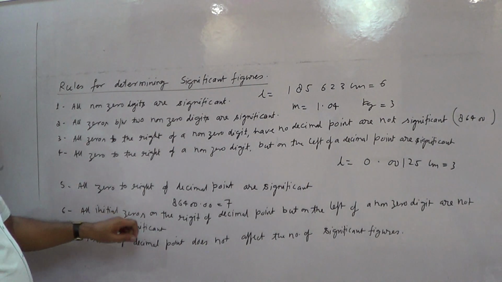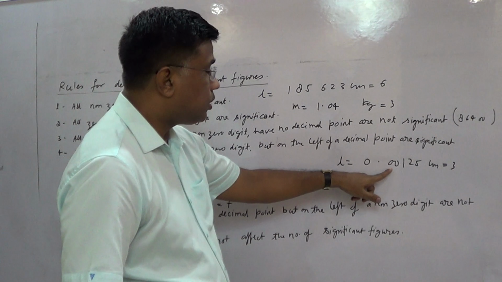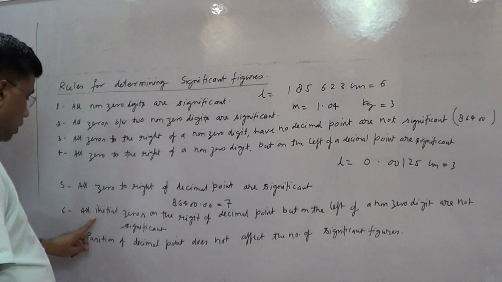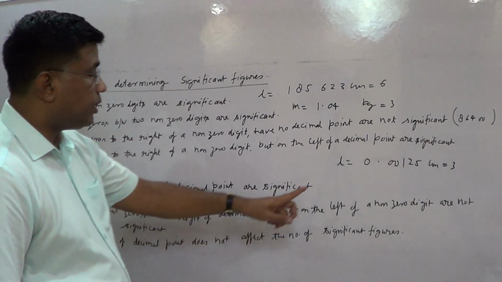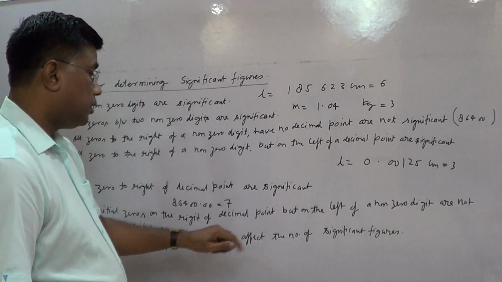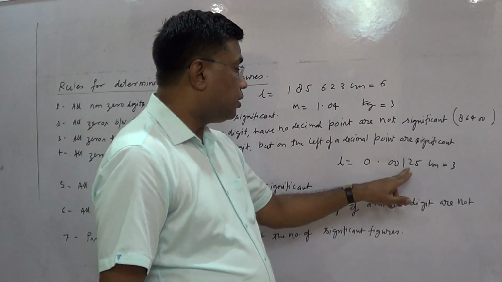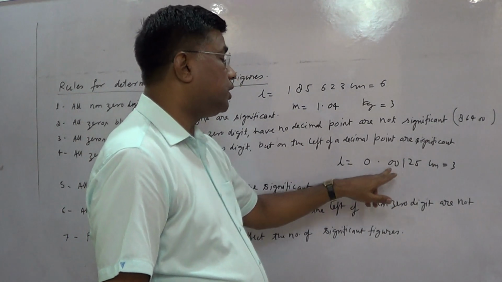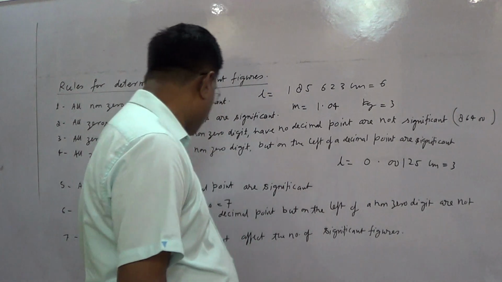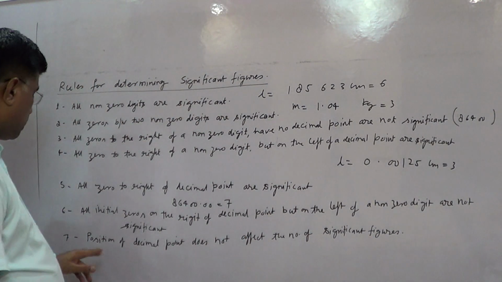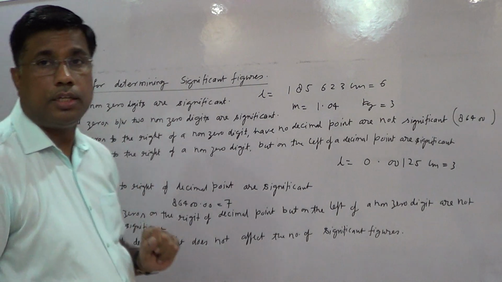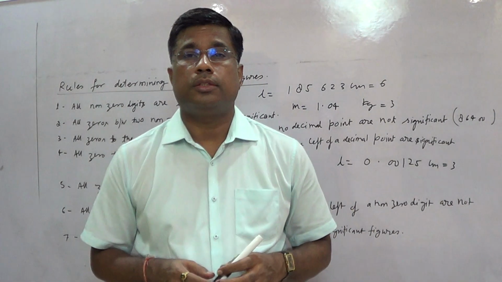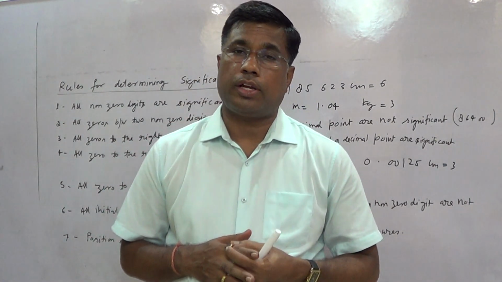So see, students, what the rule is: all initial zeros, these zeros. This rule is talking about these two zeros. So all initial zeros to the right of the decimal place but to the left of non-zero digits. These are non-zero digits, so these zeros are to the left of the non-zero digits, and they are not significant. And the last one is the point I discussed, that there is no effect of the decimal point in counting the significant figures.